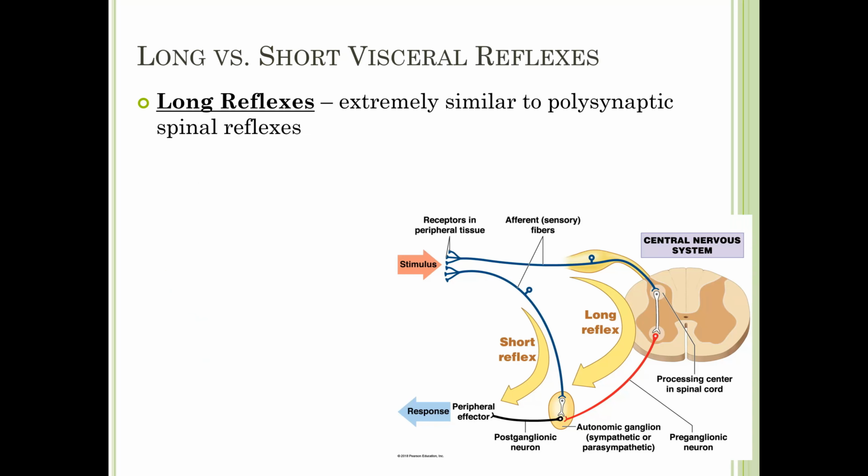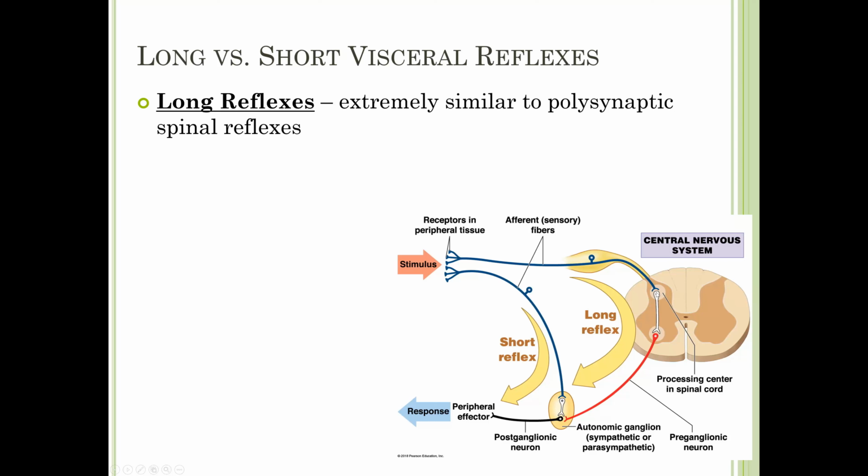So there are two types of visceral reflexes, long and short. The long reflex is very similar to the polysynaptic spinal reflex that we looked at before, with the exception that we have the two motor neurons. That's the only difference. We still have the sensory receptor, the sensory fiber that goes into the spinal cord, into the dorsal side of the spinal cord.